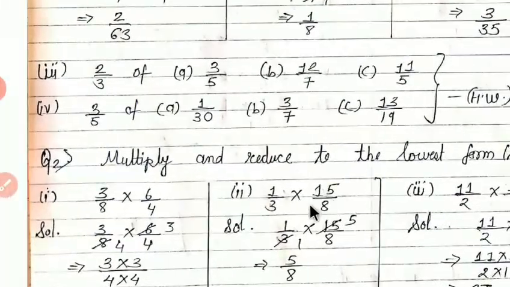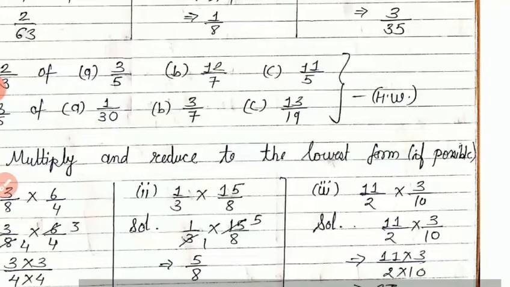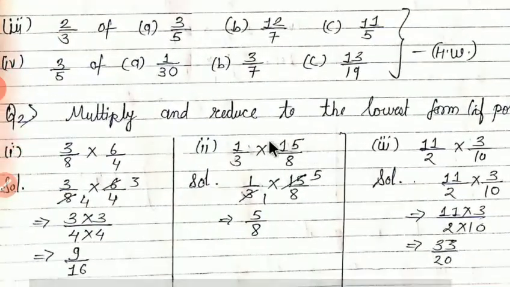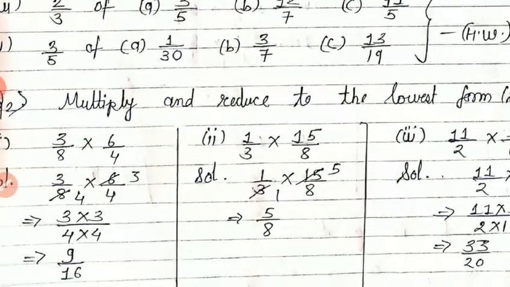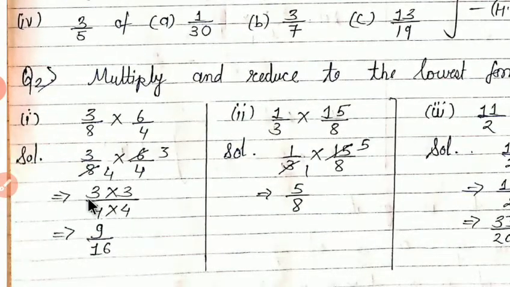Now see question number 2. Multiply and reduce to the lowest form if possible. First you have to multiply, after that we have to reduce to the lowest, meaning the simplest form, in which we have to write the number in the smallest numbers. So the first one, 3/8 into 6/4.